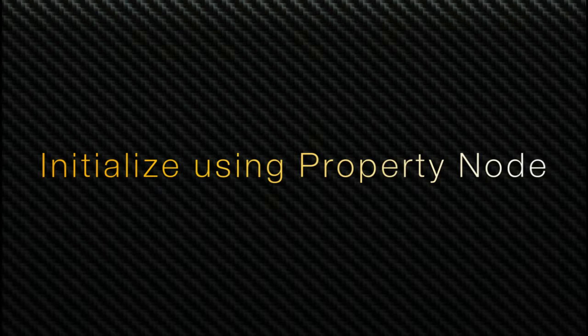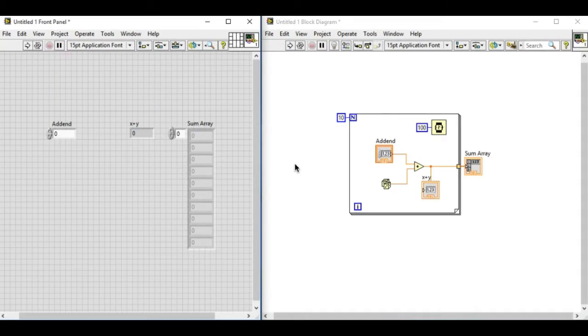In this video, we'll discuss how to initialize the values of the control and indicator in LabVIEW. On the left-hand side, we have the front panel with one control and two indicators. And on the right-hand side, the block diagram shows the for loop that will run 10 times.